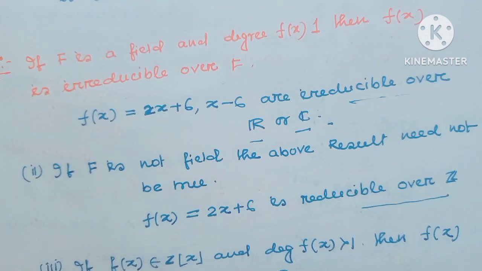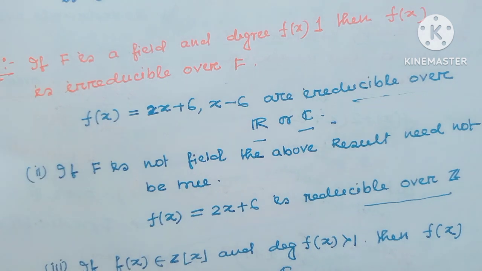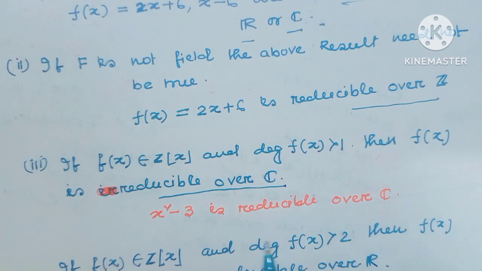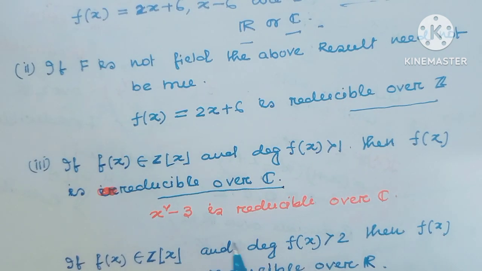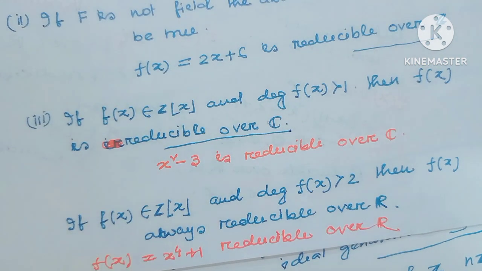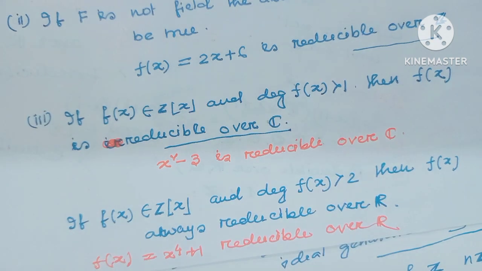Also, if f(x) belongs to Z[x] and the degree of f(x) is greater than 1, then f(x) is always reducible over C. As for example, f(x) equal to x square minus 3. This is reducible over C. Similarly, if f(x) belongs to Z[x] and the degree of f(x) is greater than 2, then f(x) is always reducible over R. As for example, if f(x) equal to x to the power 4 plus 1, then f(x) is reducible over R.